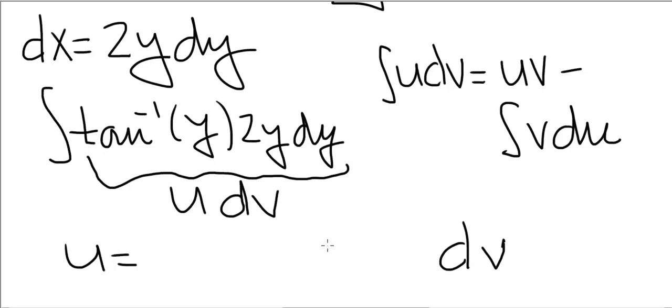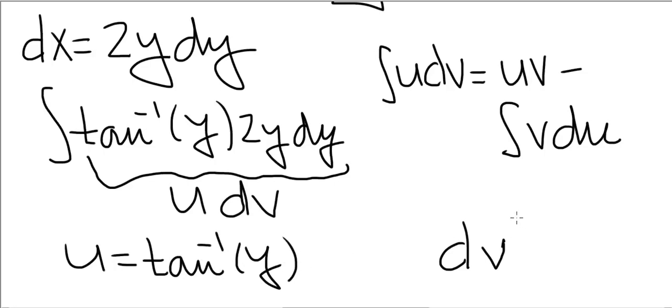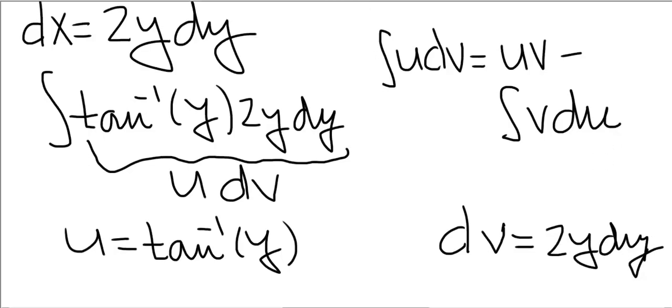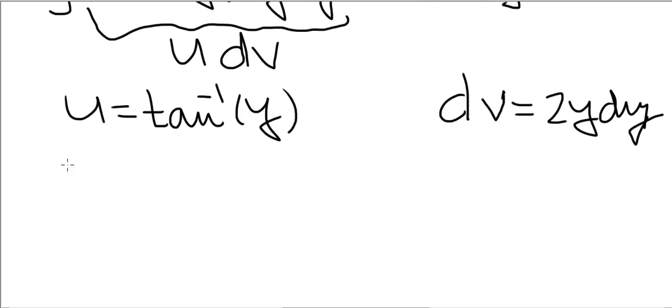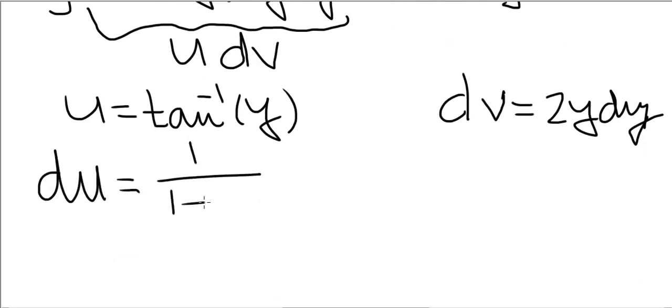Let u be inverse tangent of y. It's because it's a lot easier to differentiate inverse tangent of y than to integrate it, and that leaves dv to be 2y dy. And now let's find the other two parts, that is du and v. du is equal to 1 divided by 1 plus y squared dy.